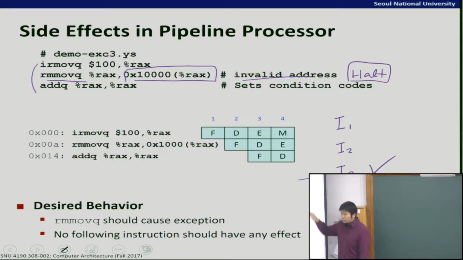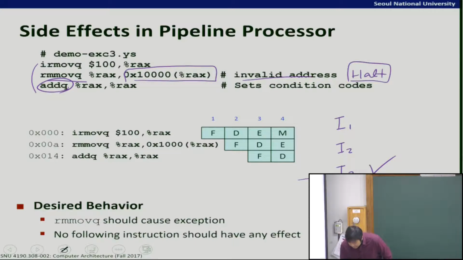So if you execute these instructions in sequence in a single cycle processor, you execute the irmovq instruction followed by the rmmovq instruction, and you halt. That's the correct behavior. And this add instruction has no effect on the processor state. That's the correct behavior.